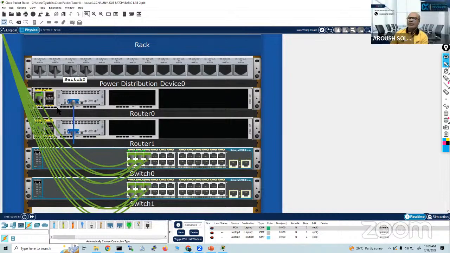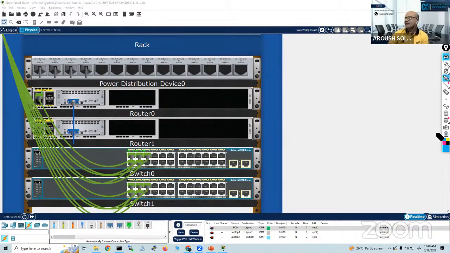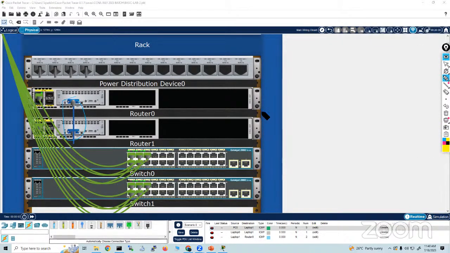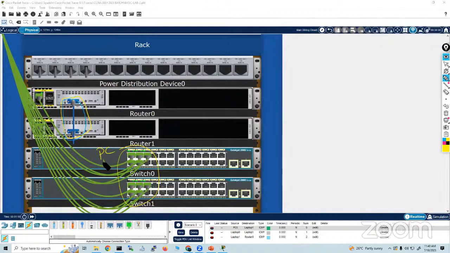This is a power cord where we have connected. And see, this is a serial cable. You can see, right? This is the serial cable we have connected. And these all are what? These are the PCs, end user devices, computers, or your laptop. Yes, sir.